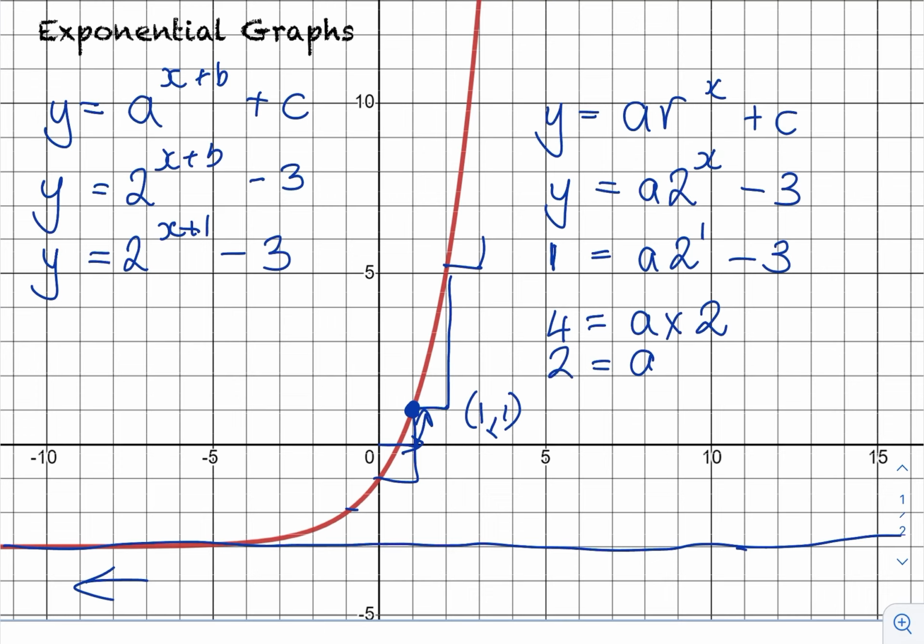And so we get our graph being y equals 2 times 2 to the power of x, minus 3. And that's the other way of doing it. They are both just as correct.